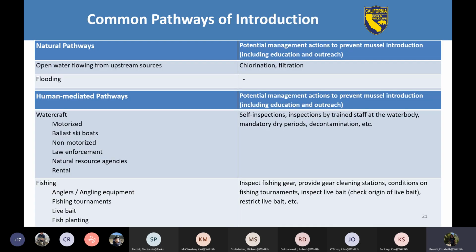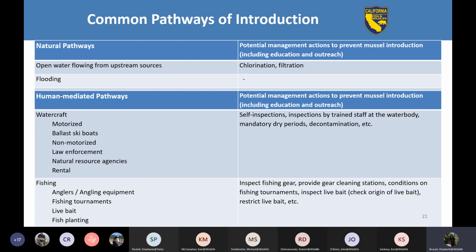And so this table shows an example of some common pathways of introduction and how you might list them in relation to potential management actions. So for natural pathways, we're usually thinking about either open water flowing from an upstream source, which could potentially be managed through chlorination or filtration, or flooding is the other common natural pathway. Most of the pathways we're thinking about, though, are human mediated.